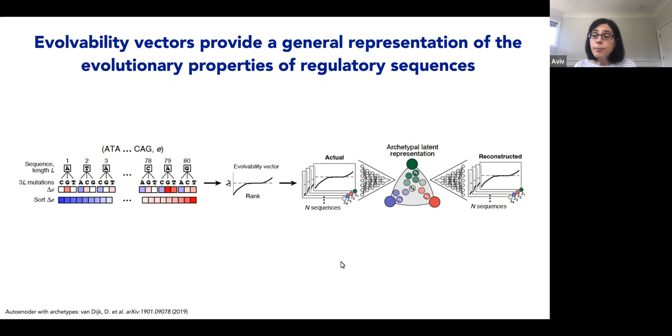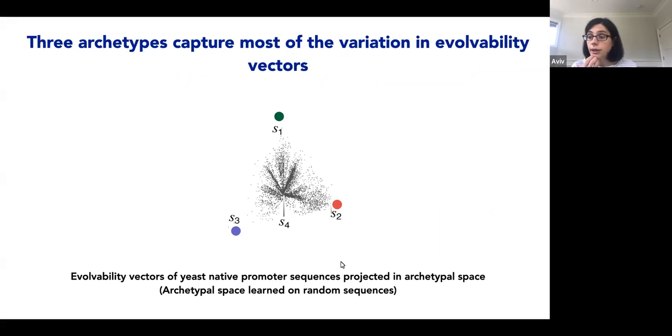In this archetypal latent space, the evolvability vector of each sequence is a single point within a convex polyhedron whose vertices represent the evolvability archetypes. These are extreme canonical patterns, in this case of expression change in mutational neighborhoods. The best fit in our case was to 3 archetypes.